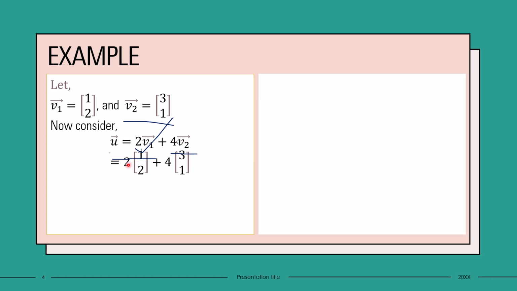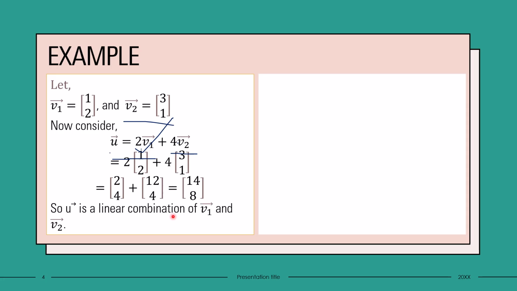Now, you know how to perform this. 2 1s are 2, 2 2s are 4, you get (2, 4), and 4 3s are 12, 4 1s are 4, you get (12, 4). Now, you add the matrices, you get (14, 8). So, U is a linear combination of V1 and V2. You basically wrote this new vector, which is vector U, in terms of V1 and V2.